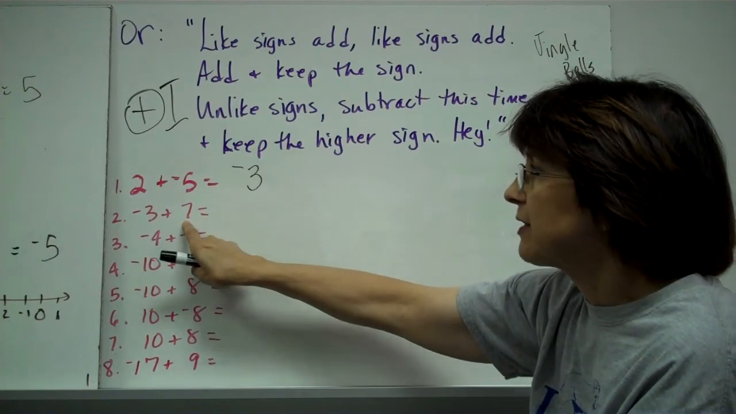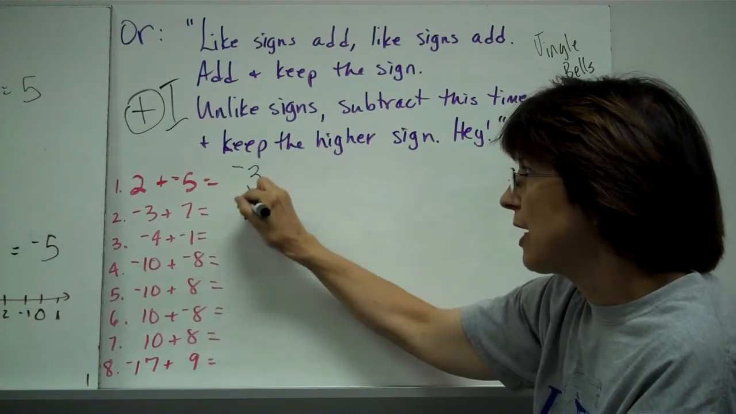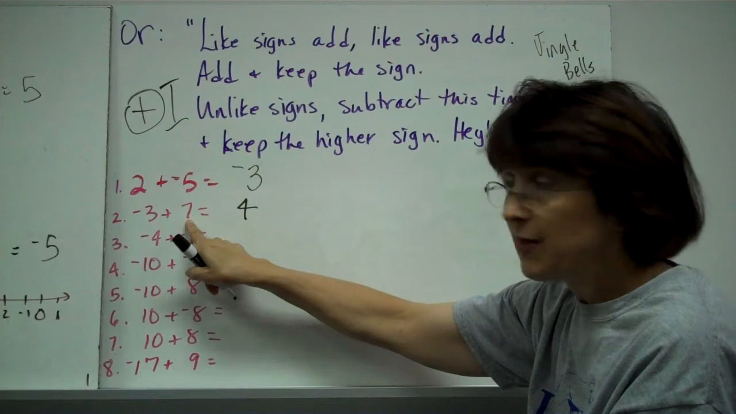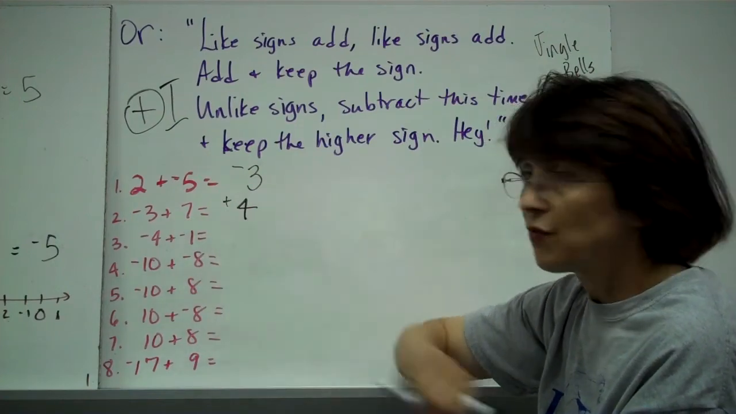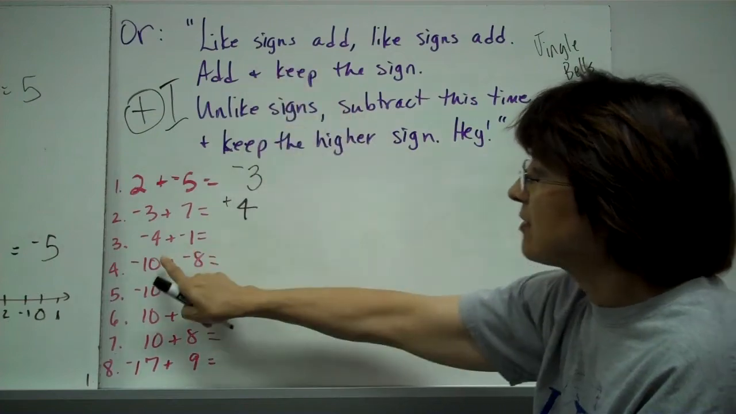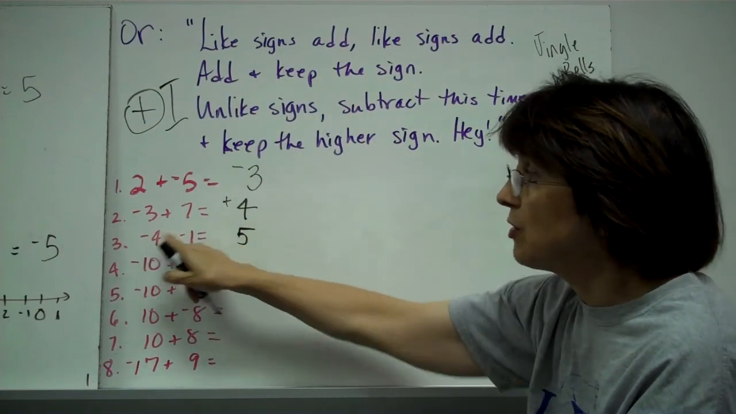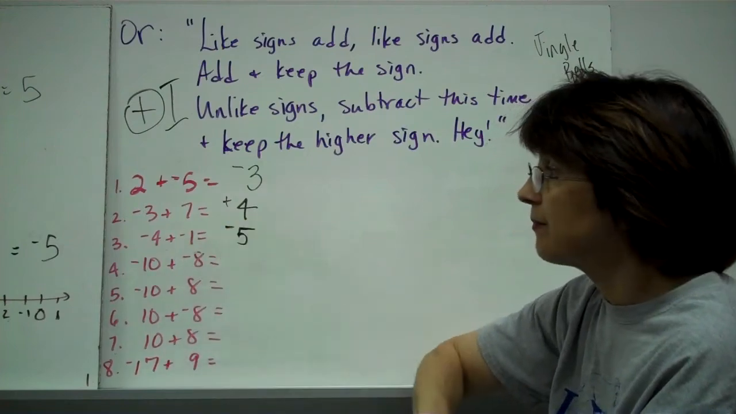Let's work through some more. Negative 3 plus positive 7, the signs are not alike, so I'm going to subtract. 7 minus 3 is 4. And this time the higher number is 7, and it's positive, so it's going to be a positive 4. Here I have two signs that are alike, so like signs add. So I'm going to add 4 plus 1 is 5. I'm going to add and keep the sign. Both signs are negative, so it's a negative 5.